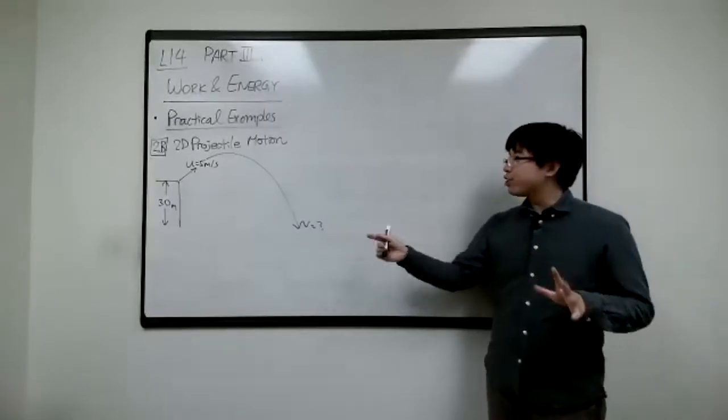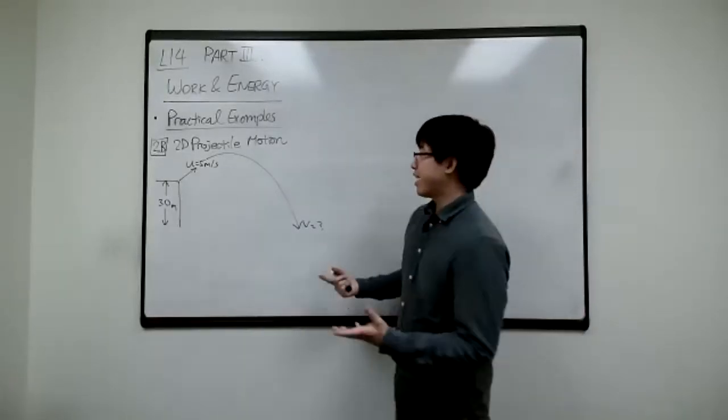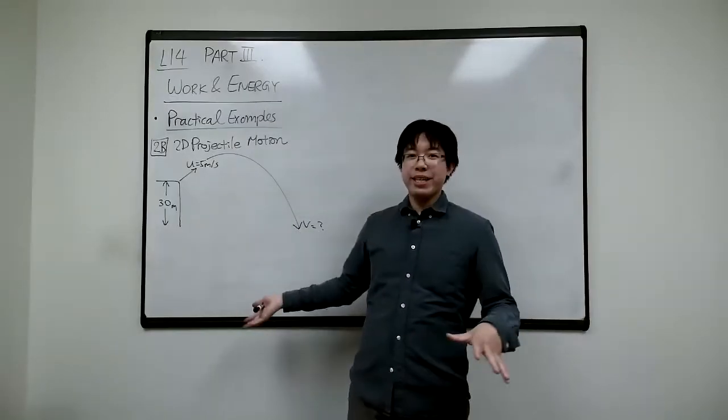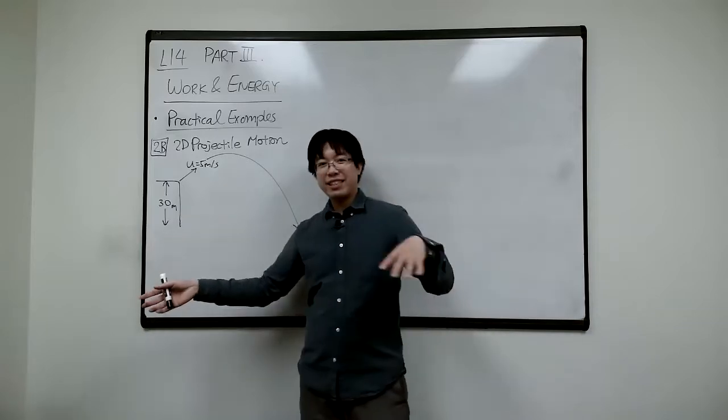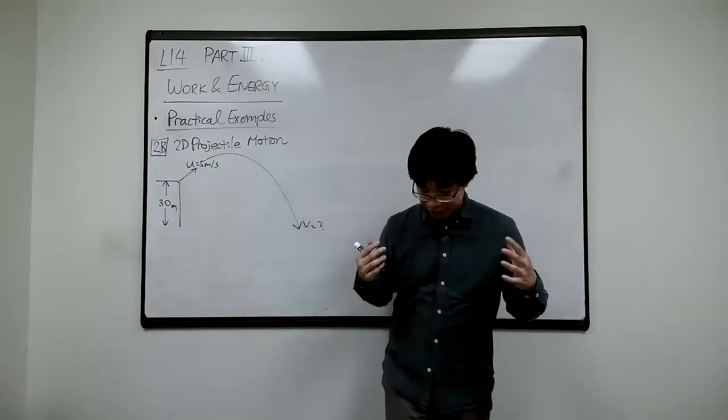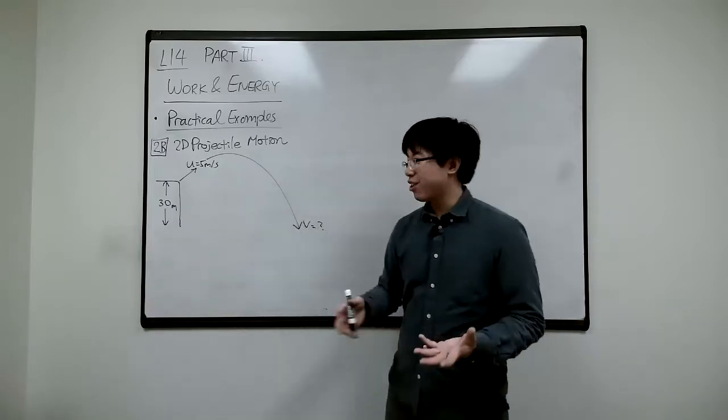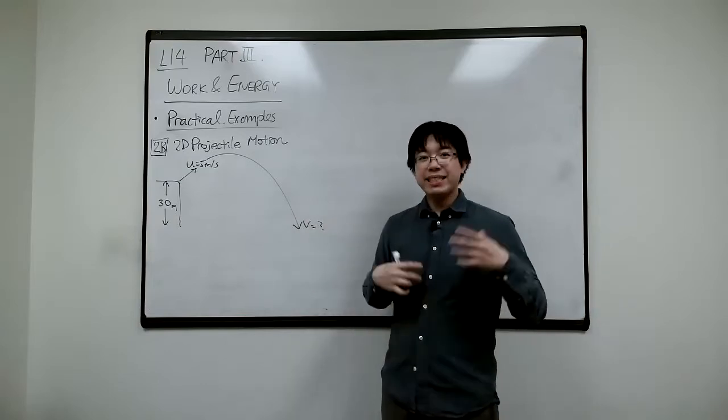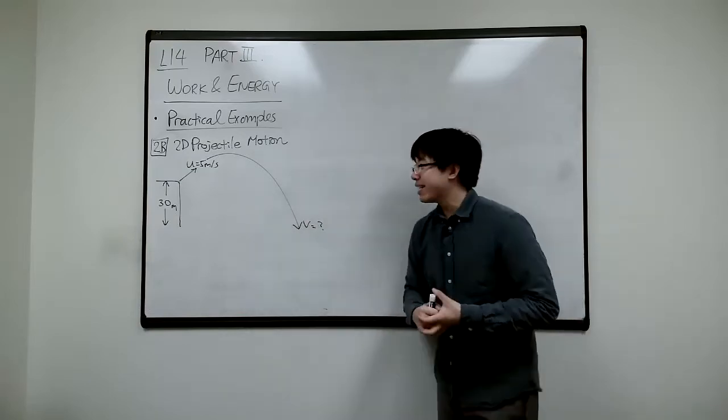Okay, so now let's apply it to a two-dimensional projectile motion, right? And we'll use our favorite numbers of 30 meter cliffs. Roughly, just to get you an idea, so you actually get a physical sense, not just textbook problems: 30 meters, how many stories, how many floors high is that?